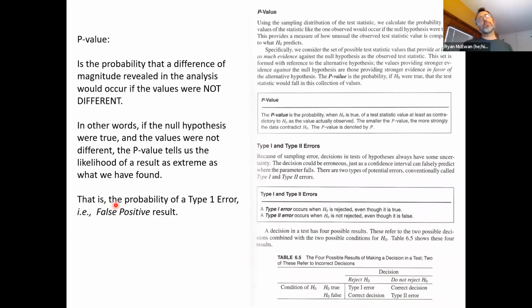A different way to think about it, which is more or less correct, is a false positive result. This is called a type 1 error. And here's if you want to pause and just read this, or go to Whitlock and Schluter or some other text and read about it. The smaller the p-value, the more strongly the data contradict H0, which is the null hypothesis of no difference. The p-value is denoted by capital P in italics, by the way, normally.